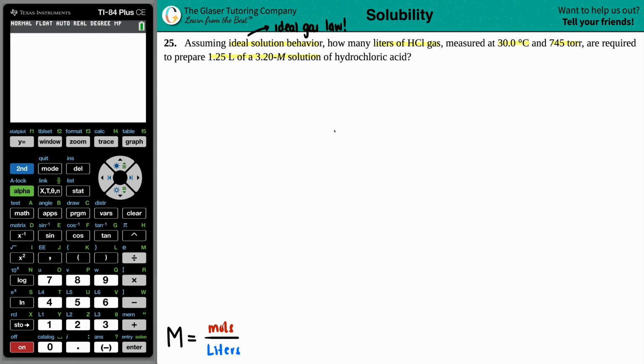And the formula for ideal gases is this one right here, right? We know and love this one. PV equals nRT. Now let's see how far we can get with this formula. Under this ideal gas behavior, they're asking for how many liters of this gas. So the V stands for volume. That's what we're trying to solve for.